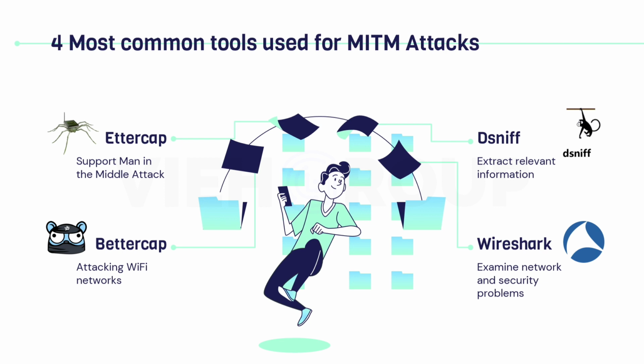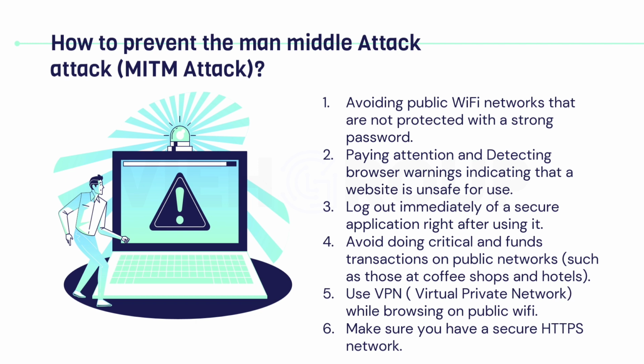There are four most common tools used for man-in-the-middle attack. Ettercap, which is a traditional way of generating and launching attacks on users. It's a post-man-in-the-middle attack tool. The next is Bettercap, which is my personal favorite, which is also used for attacking Wi-Fi networks. DNSniff. It's used to extract relevant information. Wireshark, which is also used in network security and is one of the most used tools in networking. It helps to examine network and security problems and the communication between servers and the user.